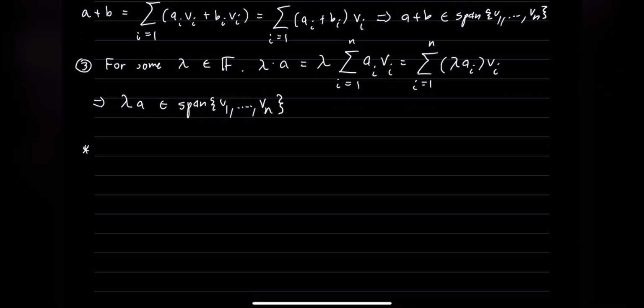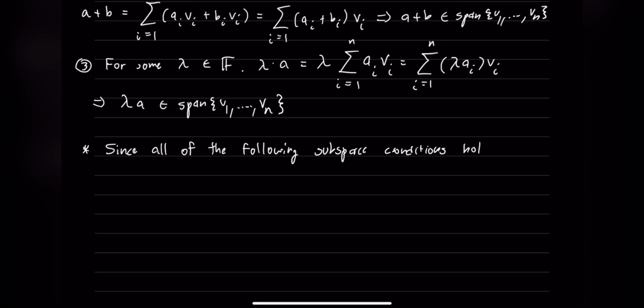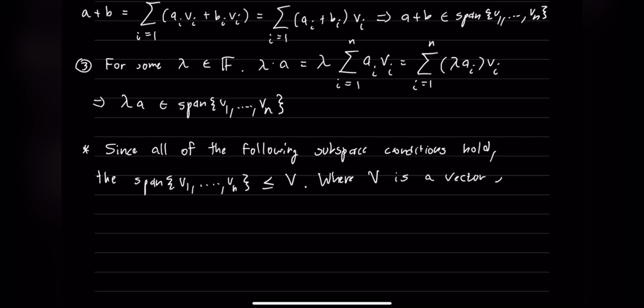So now the conclusion is, since all of the subspace conditions hold, and the conditions are that the zero vector is in this span, that it's closed under addition, and that it's also closed under scalar multiplication, then the span of a set of vectors V1 through Vn is a subspace of V, where V is a vector space over a field F. And so that is what we wanted to show.